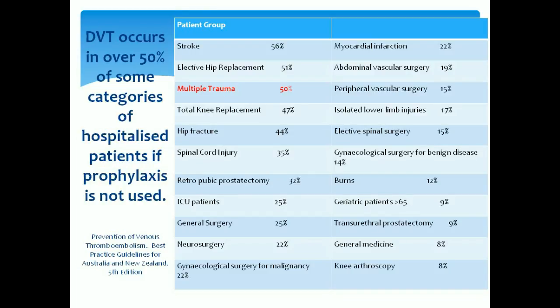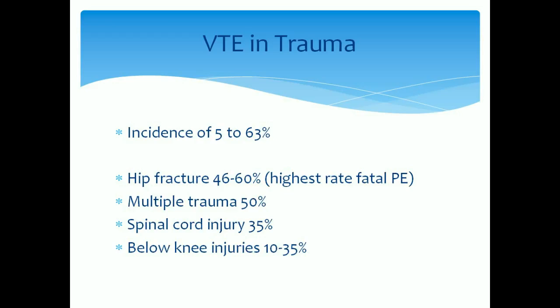So if I break that down again, and again this is, you do nothing, there's no prophylaxis, what are the odds you get a DVT? But within that 50%, multiple trauma is about 50. The incidence in trauma itself goes between about 5 and 63%, depending on what papers you look at. And hip fracture is the most dangerous.